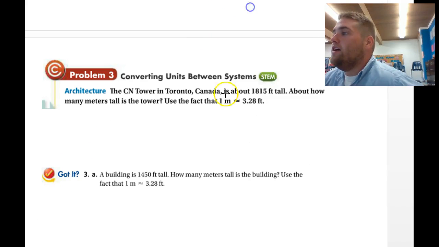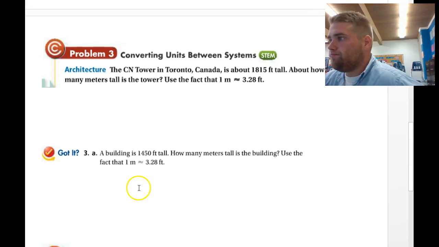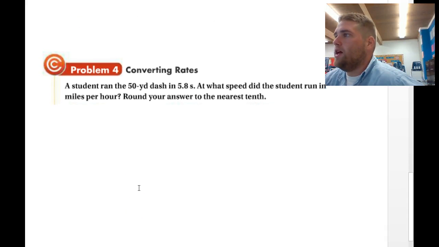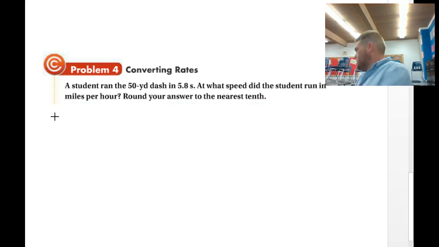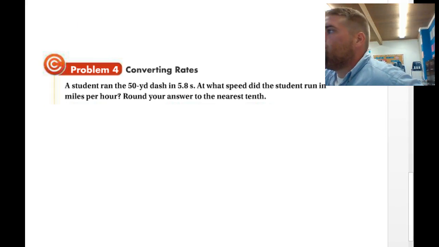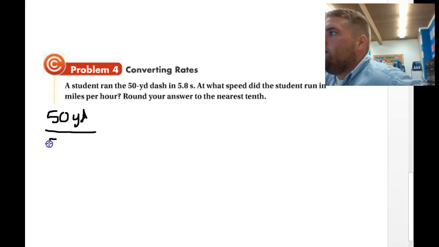Finally, the last problem we're going to do today is problem 4, converting rates. A student ran a 50-yard dash in 5.8 seconds. At what speed did the student run in miles per hour? So I know that they ran a 50-yard dash, so 50 yards in 5.8 seconds.